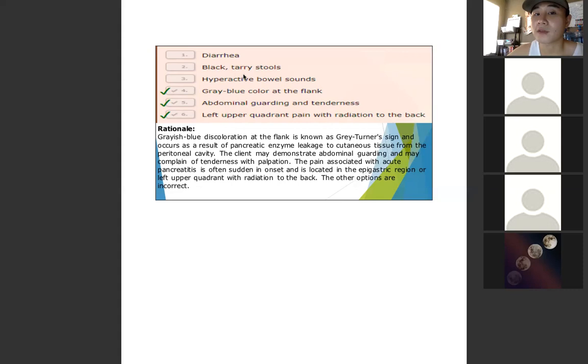And hyperactive sounds, again, when we think about pancreatitis, we think about we don't have the food, we don't eat. So that's why there's no content in the bowel. So it can't be hyperactive bowel sounds. Okay.